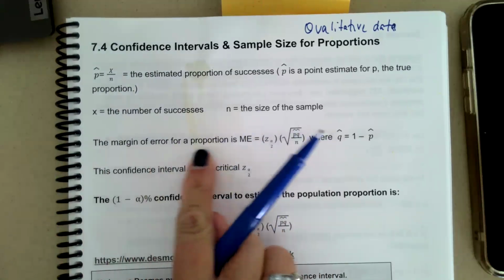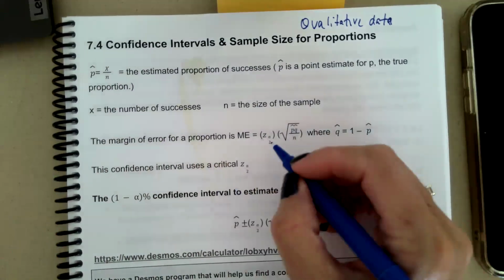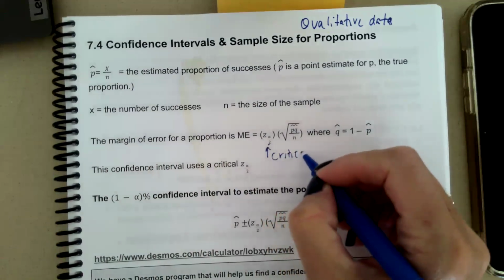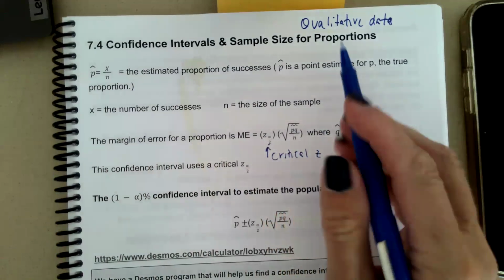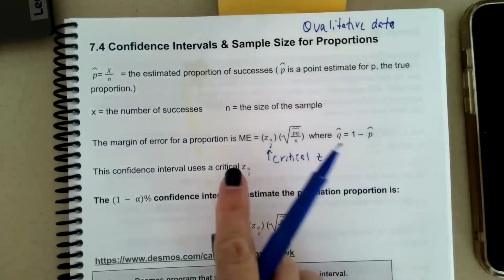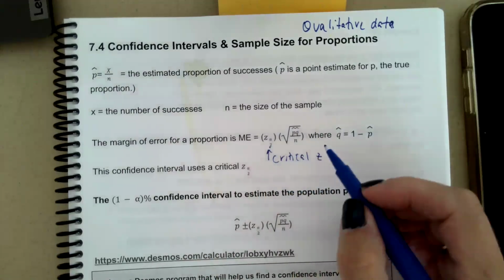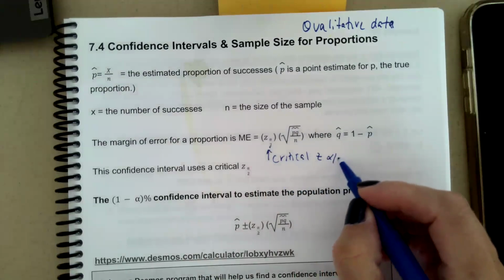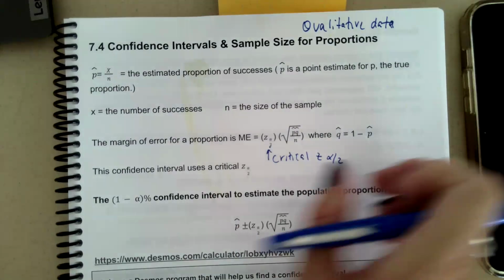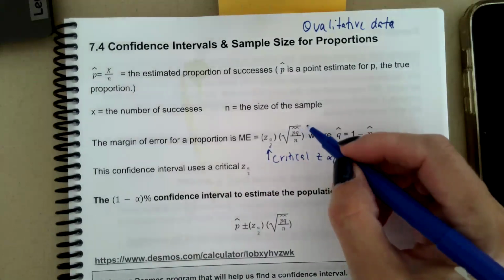So we need the margin of error. The margin of error is calculating our critical Z value. And notice with proportions and qualitative data, we're using a normal distribution. We're back to a normal distribution. And so we have the critical Z of alpha divided by 2, because it's a confidence interval. We have half of our alpha on one side and half of our alpha on the other. And then we have to multiply that by our standard error.